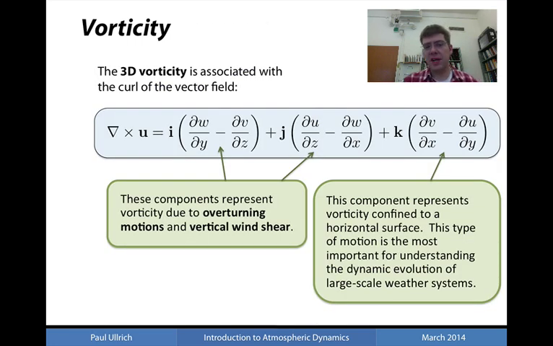So recall that the 3D vorticity is associated with the curl of the vector field, and that it is a vector. Since it's a curl, it is a vector quantity. The vector quantity denotes the local axis of rotation of the flow. The two horizontal components are associated with overturning motions and vertical wind shear because they are dominated by these vertical derivatives of the horizontal wind velocity. Whereas the vertical component represents vorticity confined to a horizontal surface.